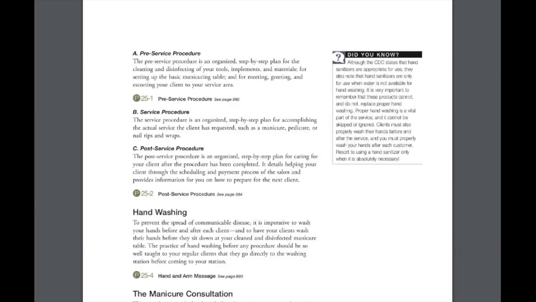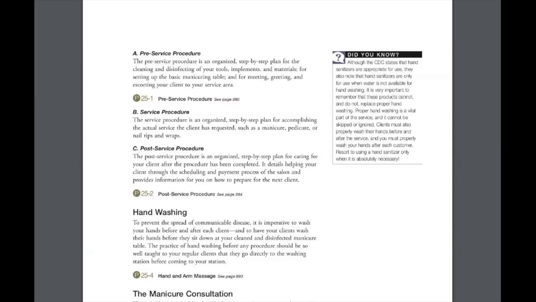Hand washing prevents the spread of communicable diseases. You want to wash your hands before and after each client. Have clients wash hands before their service. Provide clean nail brushes and hands, but keep in mind, I don't know how many people have heard say, just use hand sanitizer. That does not replace washing your hands. You can't just use hand sanitizer thinking that you're washing away any potential diseases that are already on your hands.